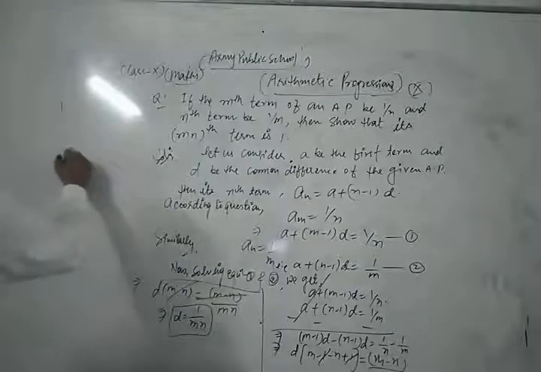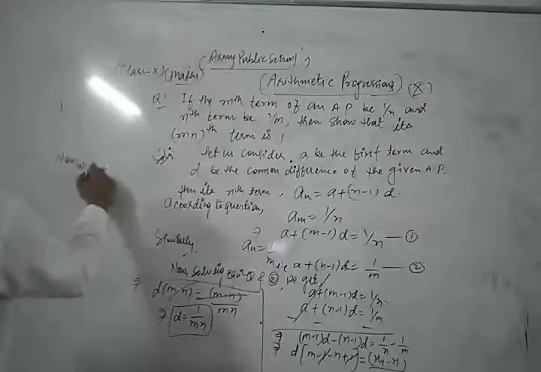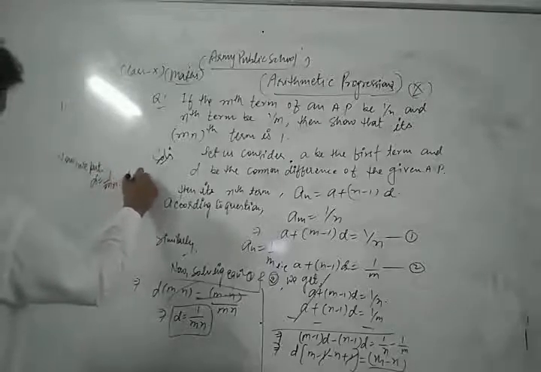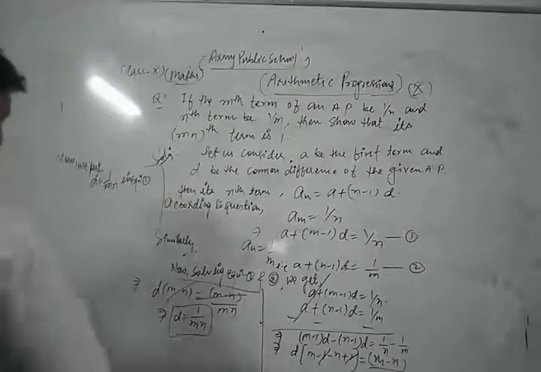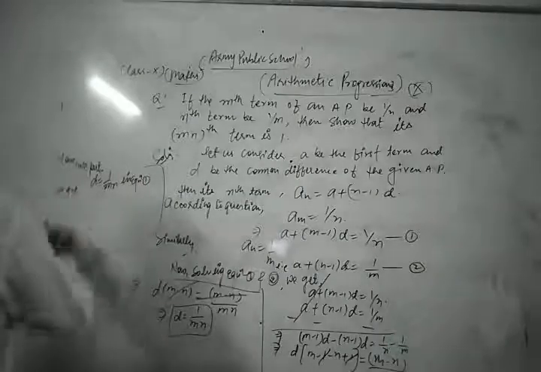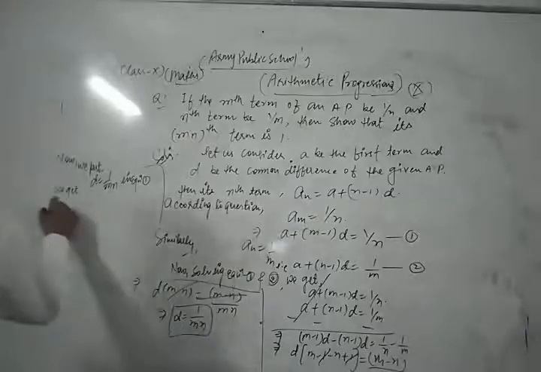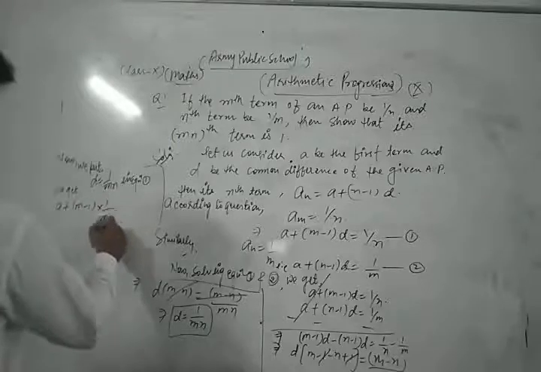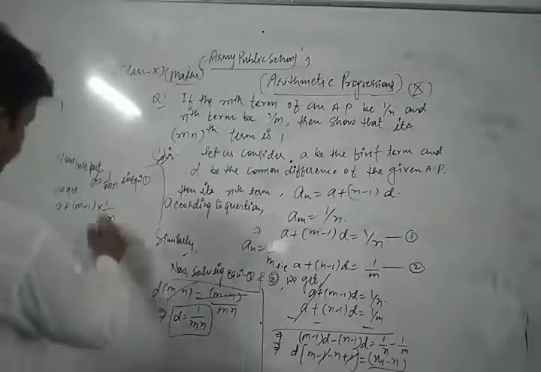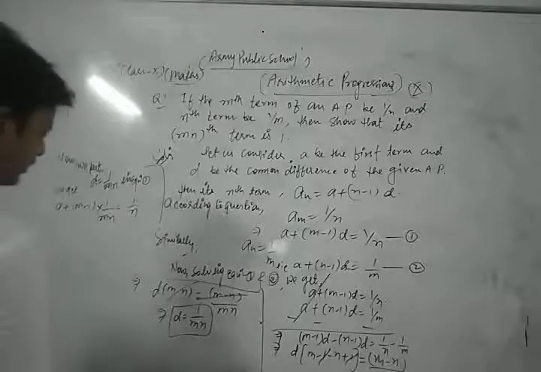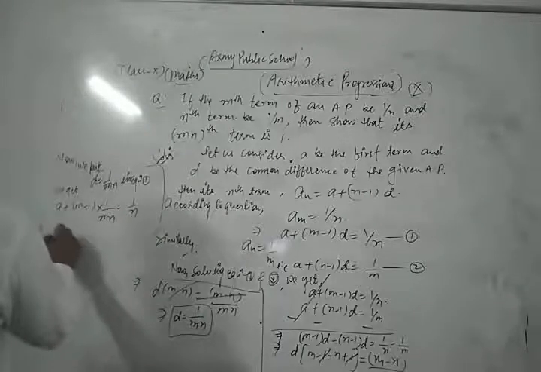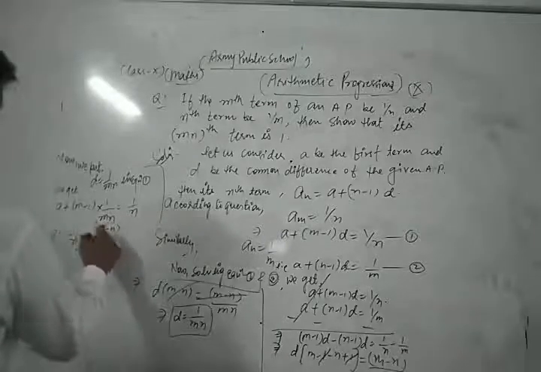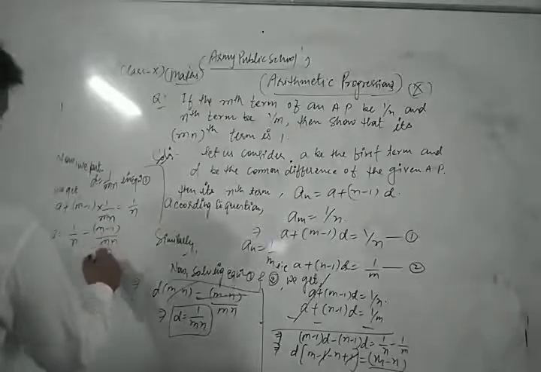Now we put the value of d, 1 upon mn, in equation 1. We get a plus m minus 1 into 1 upon mn is equal to 1 upon n. Now we can solve for a: a is equal to 1 upon n, and we transfer to that side minus m minus 1 upon mn.